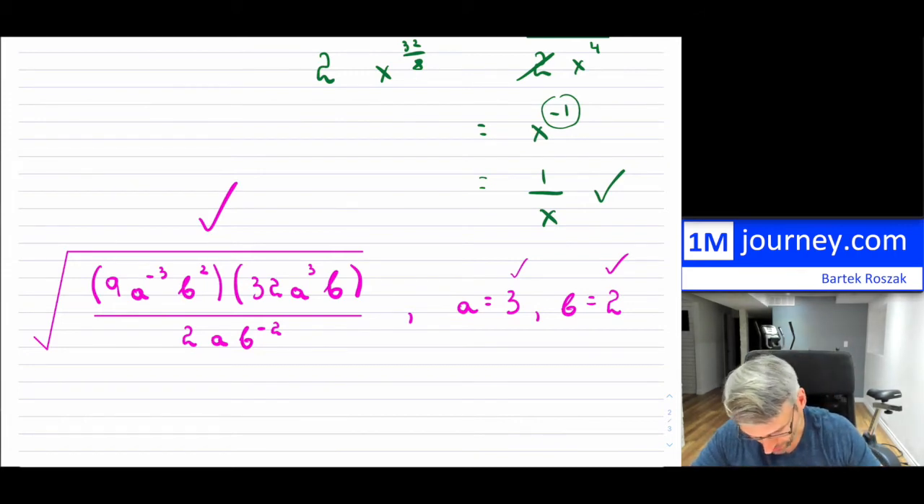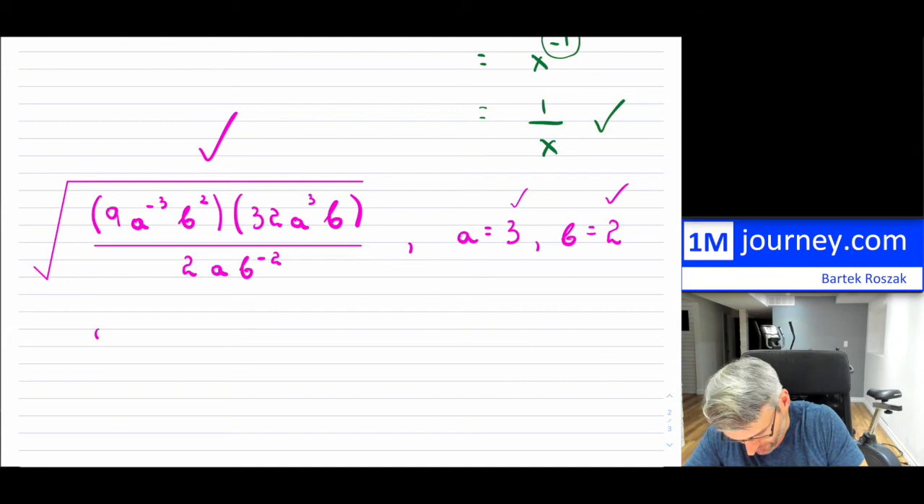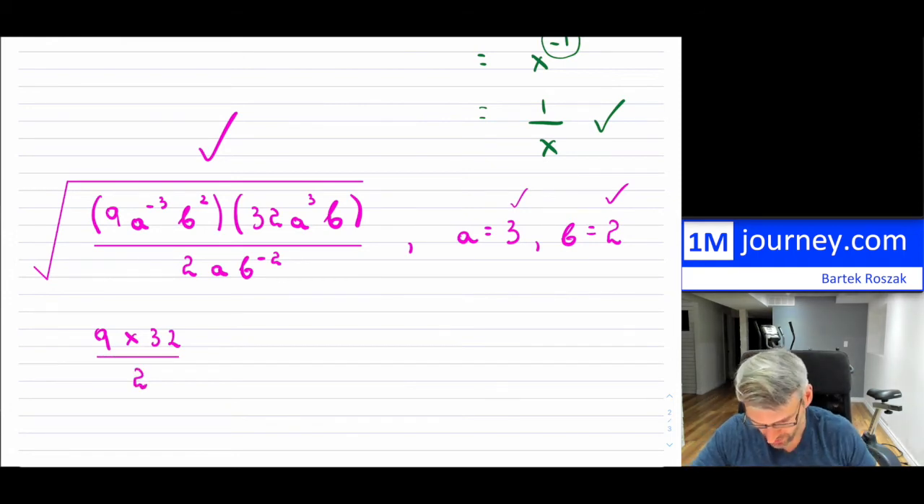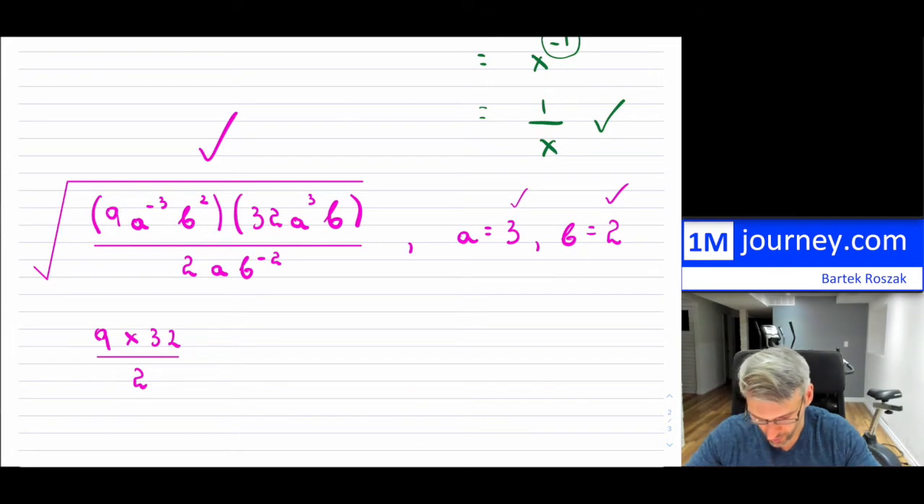All right, so let's do that. I'm not going to worry about the radical at first here. So let's simplify as much as possible. I'm going to bring the numbers all together, so I'm going to have 9 times the 32, then divided by the 2, which is at the bottom. I'm going to group those numbers together, and because they're all multiplications, I can do that.